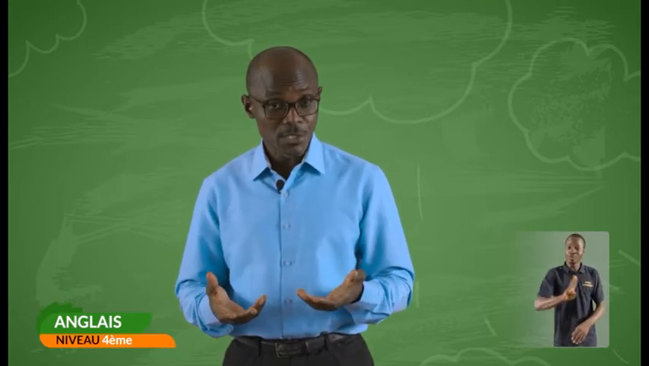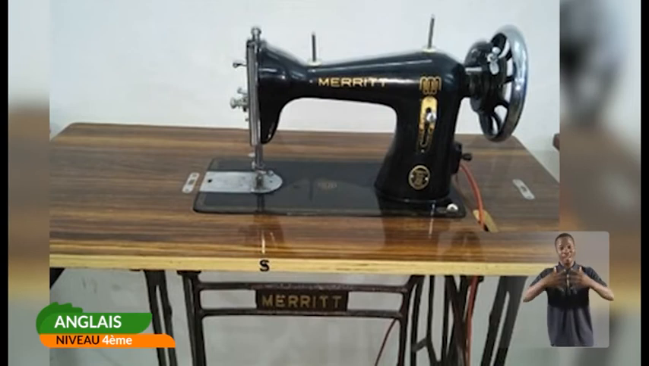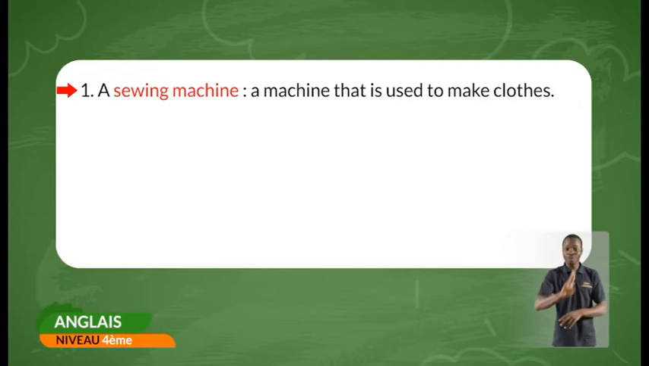Now you see fashion models, they wear new and fashionable clothes. But how are these clothes made? What do we use to make these clothes? Of course, these clothes are not made with hands. They are made with machines. A machine that is used to make clothes is a sewing machine. Repeat, a sewing machine. Again, a sewing machine.